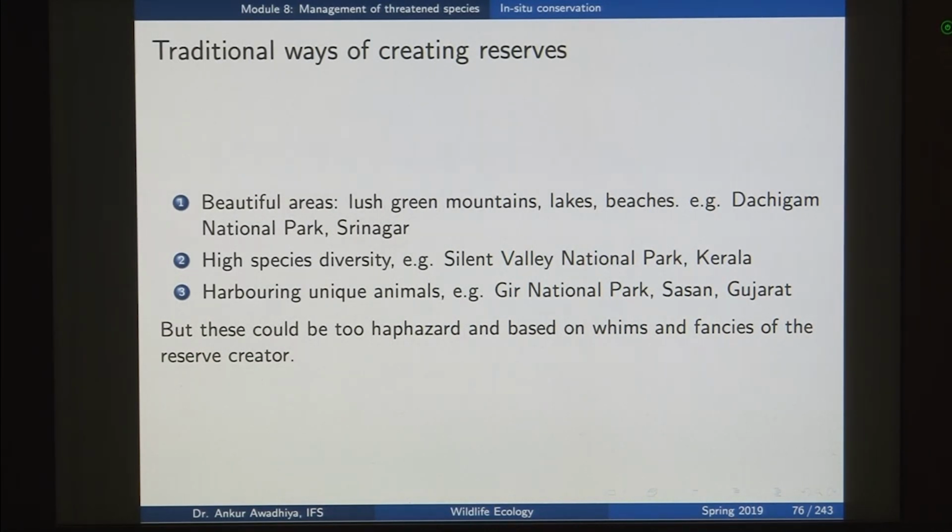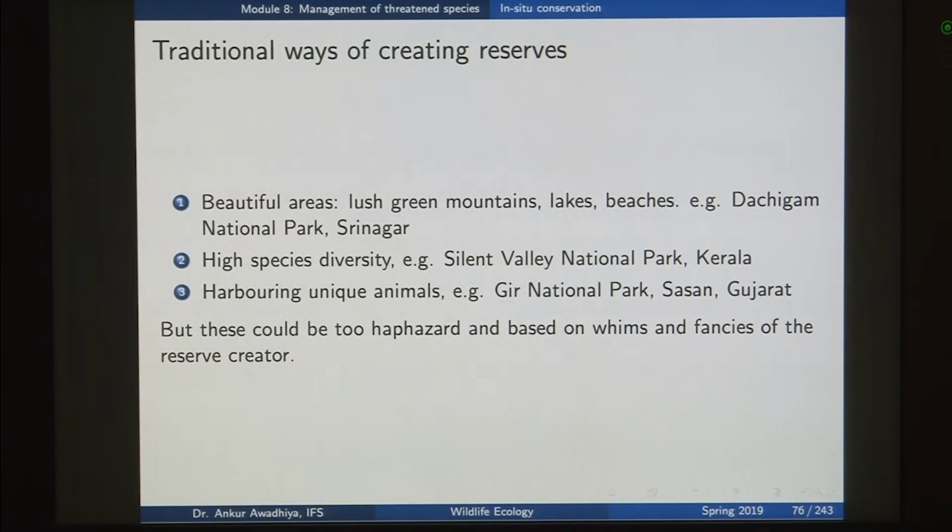We can use our understanding of ecology to say that we should create a reserve in an area that has a high species diversity, so that we can conserve a large number of species if we create a reserve. An example is the Silent Valley National Park in Kerala. This area has a very high species diversity. Or another way of creating a reserve is in those areas that harbor unique animals. For instance, we have the Gir National Park in Sasan, Gujarat, because we have lions there. The only reason we have this national park there is that we have this unique animal, the lion, that is not found anywhere else.